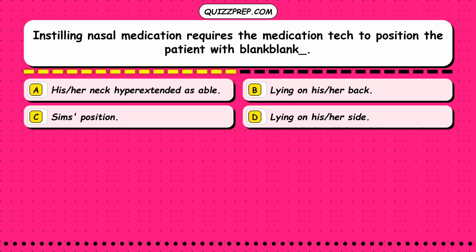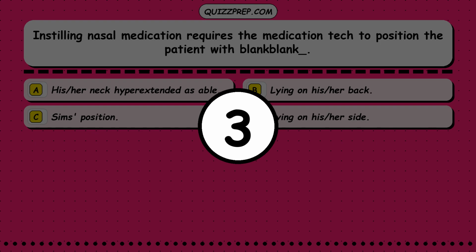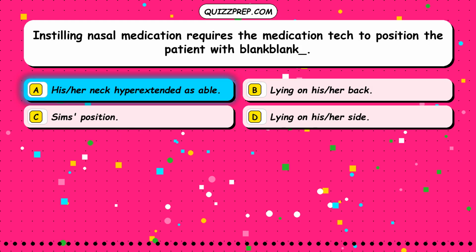Option A, his/her neck hyperextended as able. Option B, lying on his/her back. Option C, Sims position. Option D, lying on his/her side. The correct answer is option A, his/her neck hyperextended as able.